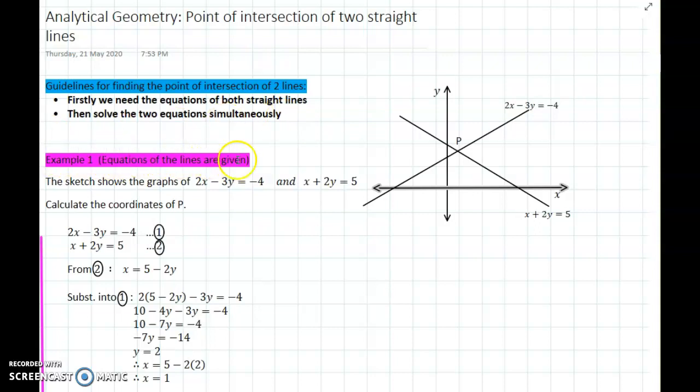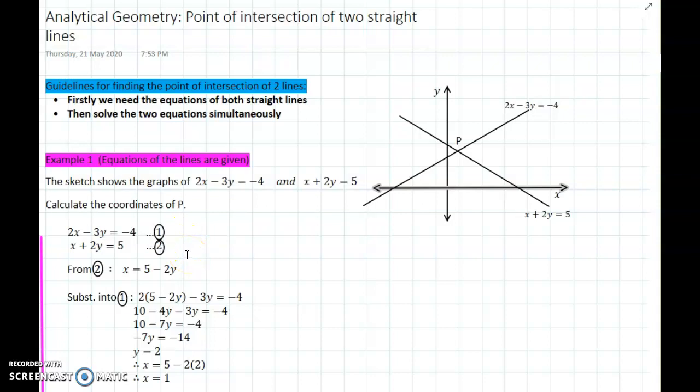Here, in this example, both equations are given. It says the sketch shows the graphs of 2x minus 3y equals minus 4 and x plus 2y equals 5. Calculate the coordinates of P. And the method I'm going to use for solving these two equations simultaneously is the substitution method. So we just number them 1 and 2, and it doesn't matter which one is called 1 and which one is called 2, it's just to refer to them.